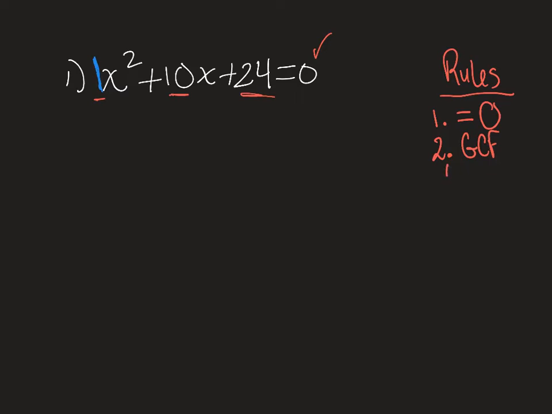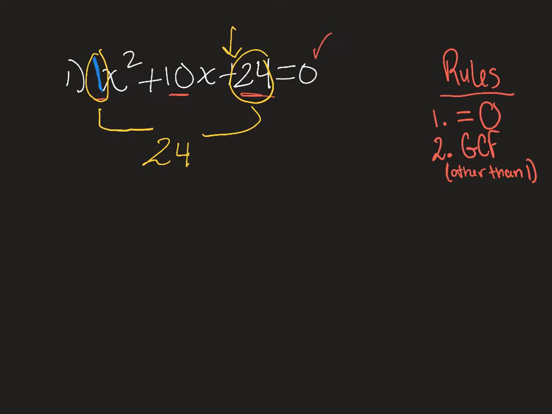So we're looking for a GCF other than 1. And if we had one, we would pull it out, which I will do later in another example. Okay, so now we're going to do our factoring. We're going to take our A times our C, so our 1 times our 24, and we're going to get 24. Make note, this was a plus sign, so I knew my 24 was positive. Now I'm going to list all the factors of 24.